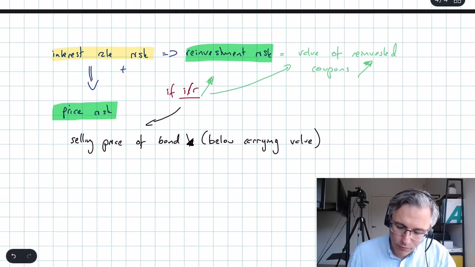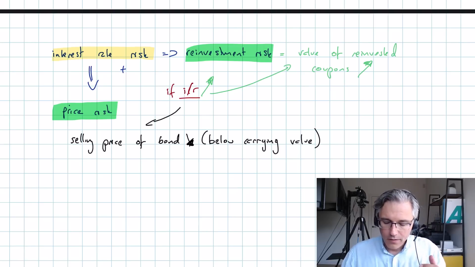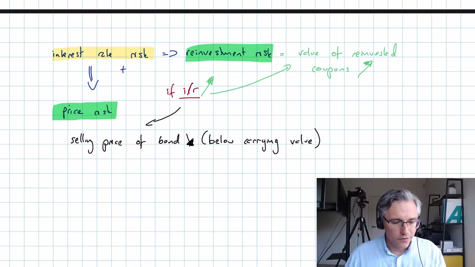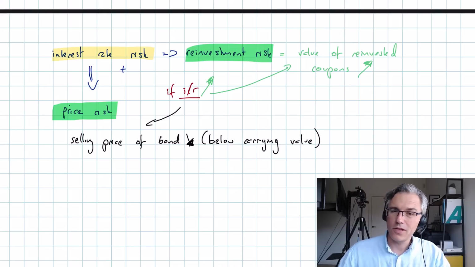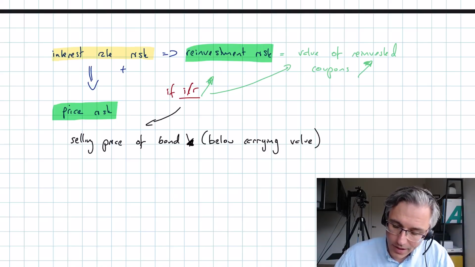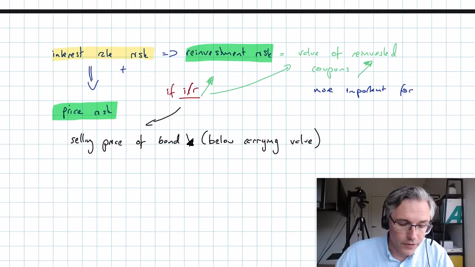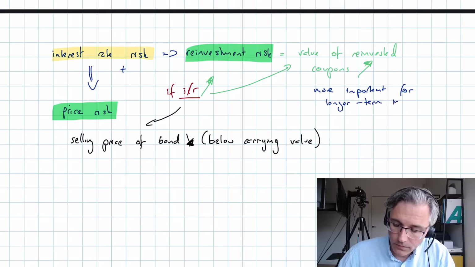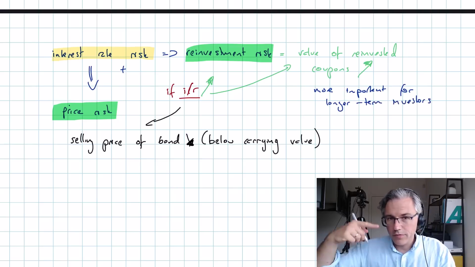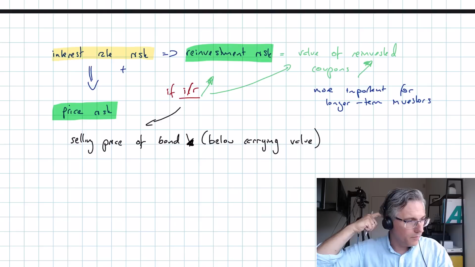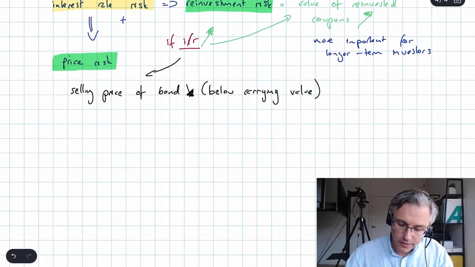And the question is, which effect is going to be bigger, right? Which one will outweigh the other? And some of these risks, or these two elements of risk, are more important for some investors, whereas the other is more important for other investors. For example, this one, the reinvestment risk aspect, is going to be, I guess, more important for investors with longer term horizons, because then the effect of reinvesting the coupons will have a big impact on their horizon yield.